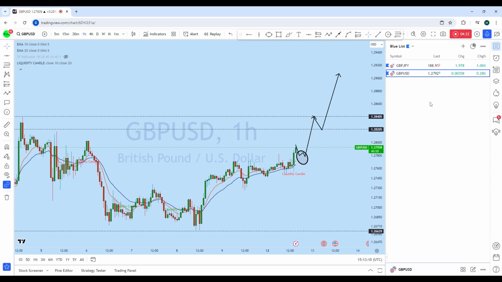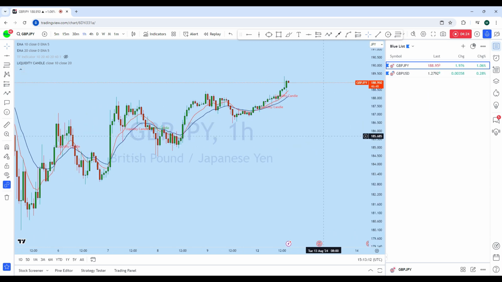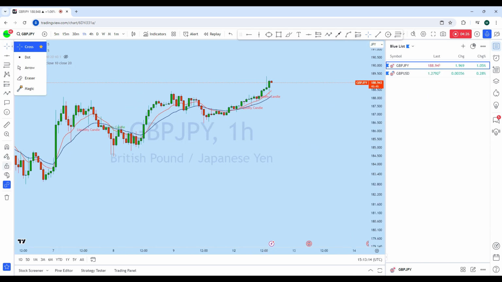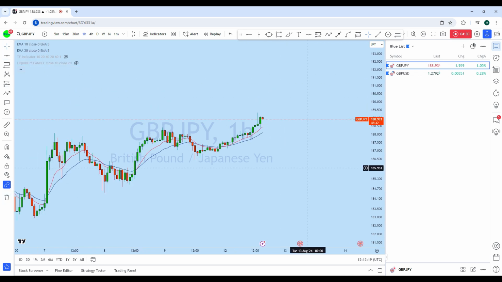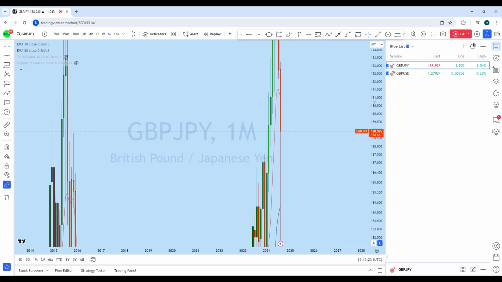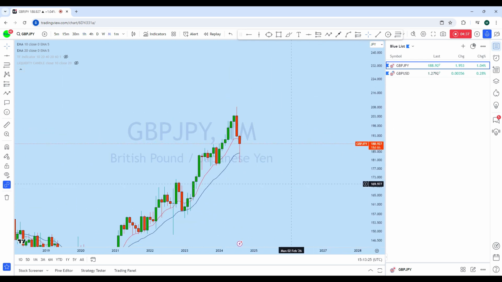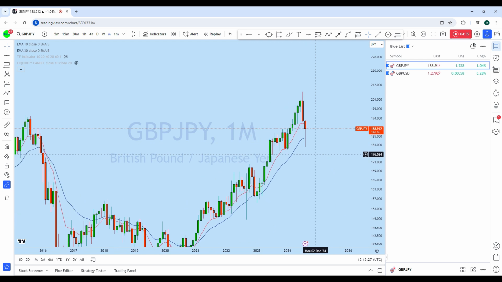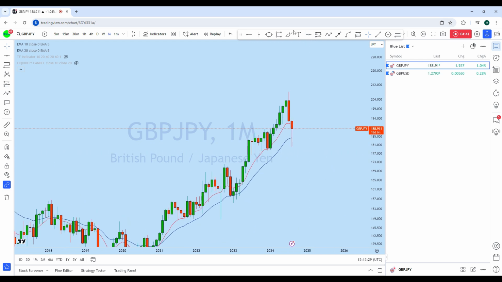Now let's look at GBPJPY to see how the market is evolving. Now GBPJPY, like the GBPUSD, we can also see is currently in a bullish momentum. Starting with the monthly chart to see again the overall picture. From the bigger picture perspective, GBPJPY is a bull market. We can see that there is a bullish impulse followed by a deeper pullback.